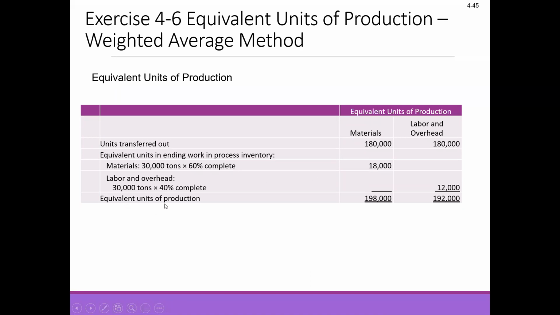So our equivalent units of production for materials is 198,000 equivalent units. For labor at the end of the month, we had 30,000 tons at 40% complete, which is 12,000 equivalent units. So our 180,000 plus our 12,000 gives us equivalent units of production under conversion costs of 192,000. Okay.